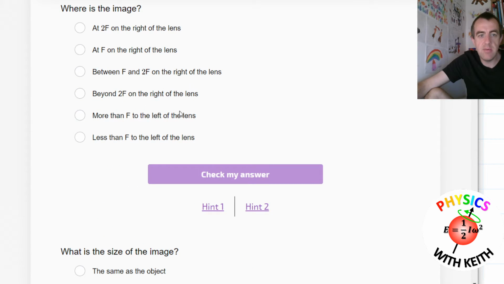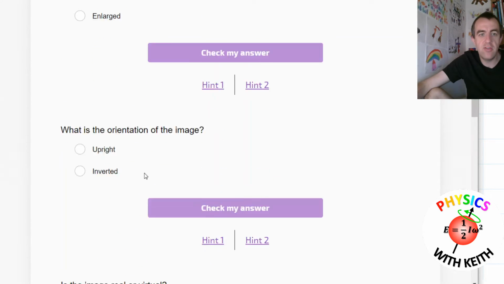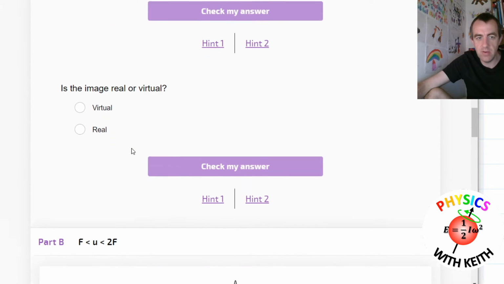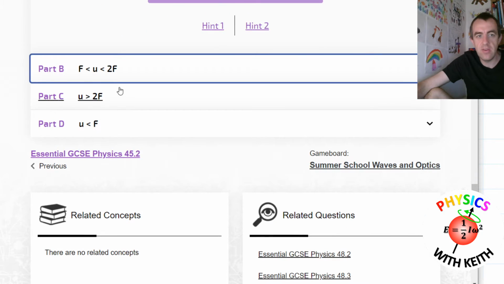You'll say, where is the image? What size is the image? Is it upright or inverted? Is it real or virtual? And that's the same for all these different situations.